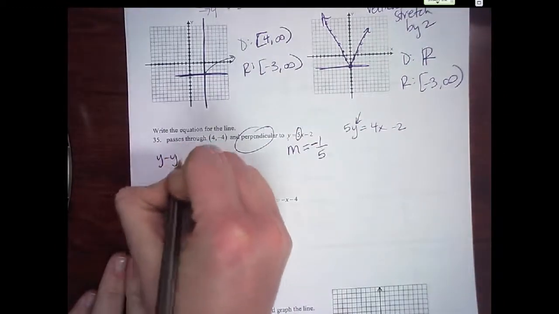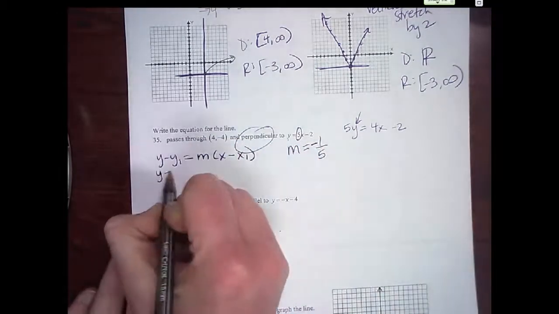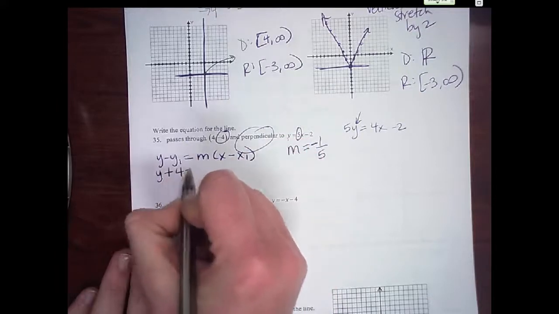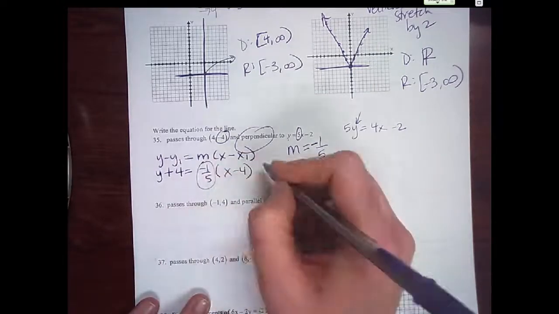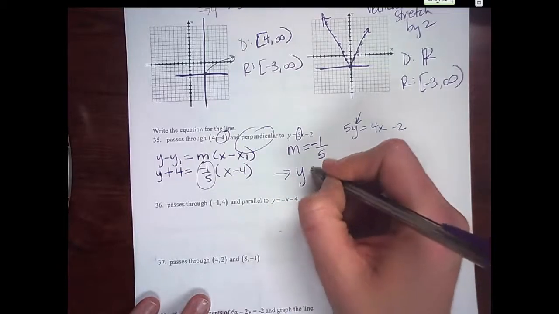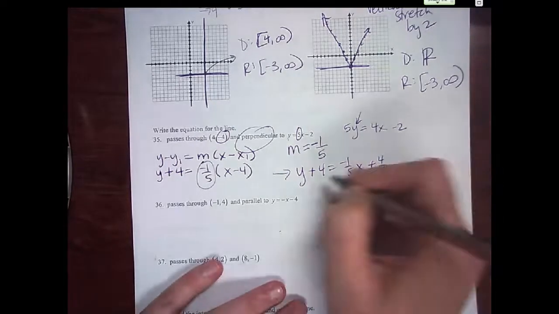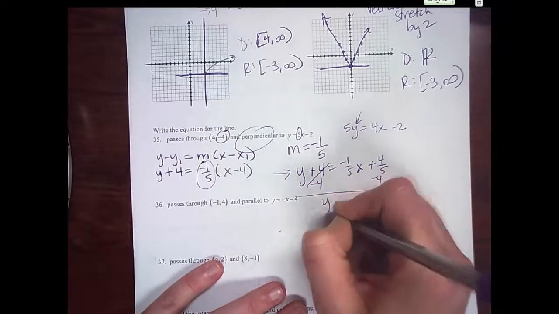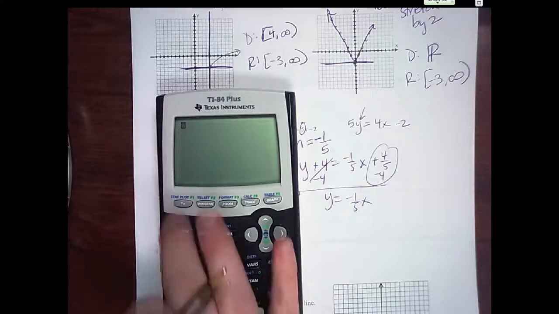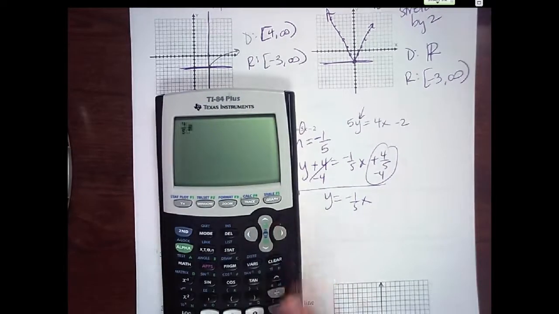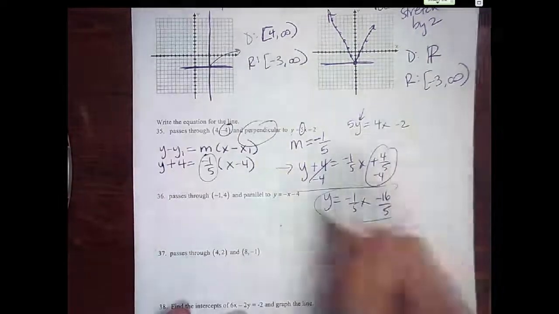Here's where we want to use point slope. Y minus y1 equals m times x minus x1. Okay, so y minus, this is a negative 4, so it becomes positive, equals negative 1/5 times x minus 4. Distribute the negative 1/5. I'm going to have to go over here. Y plus 4 equals negative 1/5 x plus 4/5. Okay, subtract the 4. Y equals negative 1/5 x. Put this in my calculator. 4/5 minus 4, negative 16/5. Okay, so there's our answer.